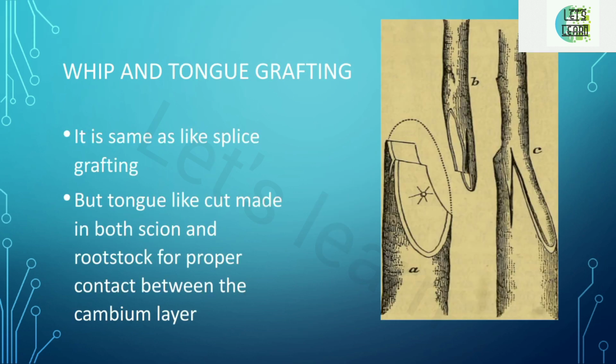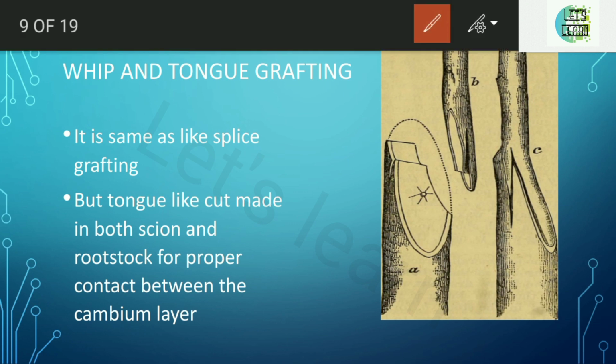Next we will see the whip and tongue grafting. It is the same as splice grafting. One difference is that a tongue-like cut is made in both the scion and rootstock for proper contact between the cambium layers. So you see here, this is a slanting cut, right? But in this slanting cut, a small tongue-like cut is given. The same tongue-like cut is given in the scion, A and B, to get a new variety C.